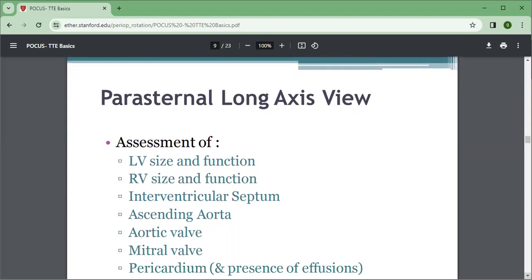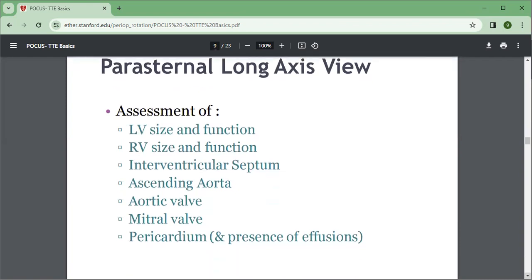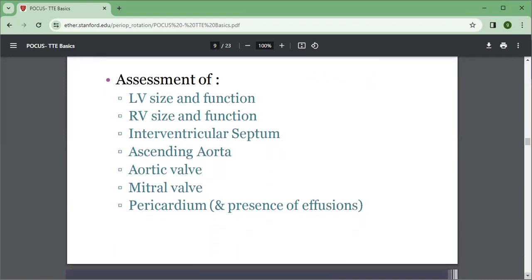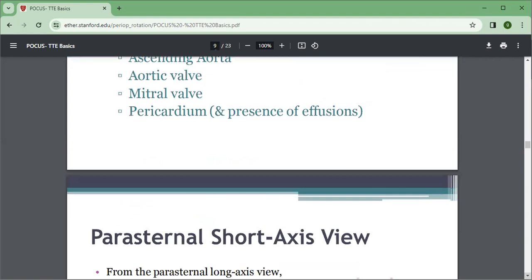This one we'll discuss later. We will be talking about the echocardiographic measure of the rat. It is used to measure the left ventricle and right ventricle size and function, the intraventricular septum, the ascending aorta, the aortic valve, the mitral valve, and the pericardium in the presence of effusions.